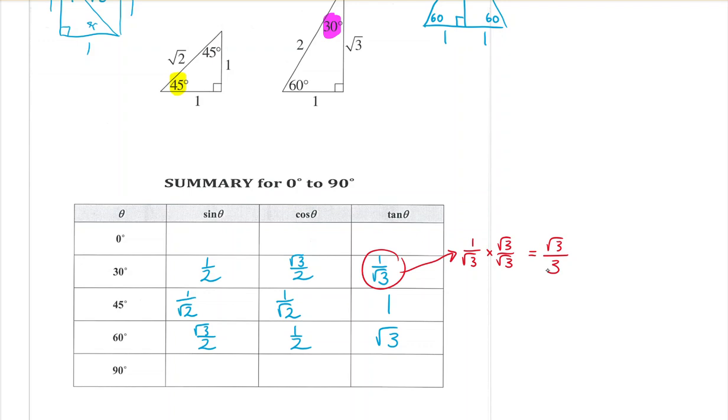Okay, so sometimes you might look at an answer in the textbook and go, I'm sure I've done this right, but it's a different answer in the back of the book. It's probably because they've rationalized their denominator. That might be the only difference there. So just look out for that and try to remember to do that yourself.